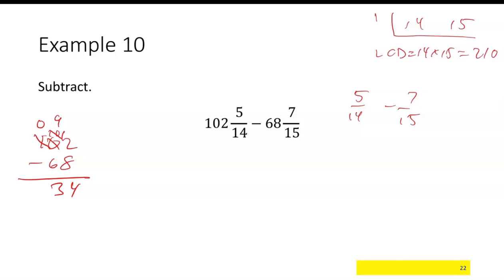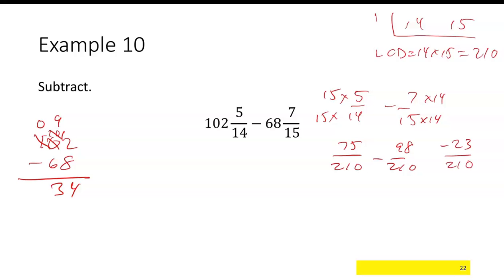Then 5/14 minus 7/15. The first one I'd multiply the top and bottom by 15. The second one, multiply top and bottom by 14. So this becomes 75 over 210 minus 98 over 210. And then 75 minus 98, well, 98 minus 75 is 23, but this will be a negative 23 over 210. So what I have for my answer right now is 34 minus 23 over 210.